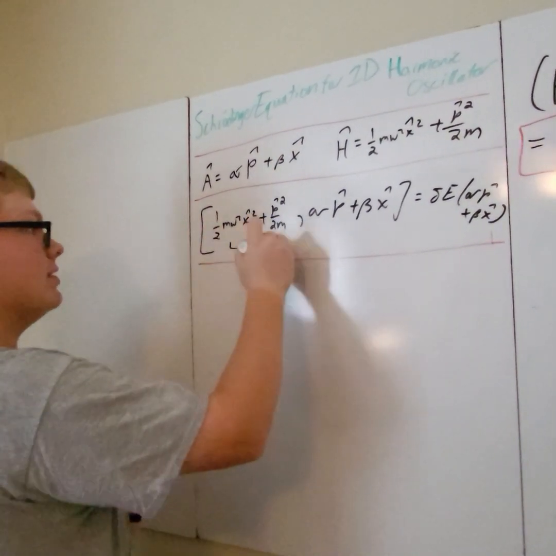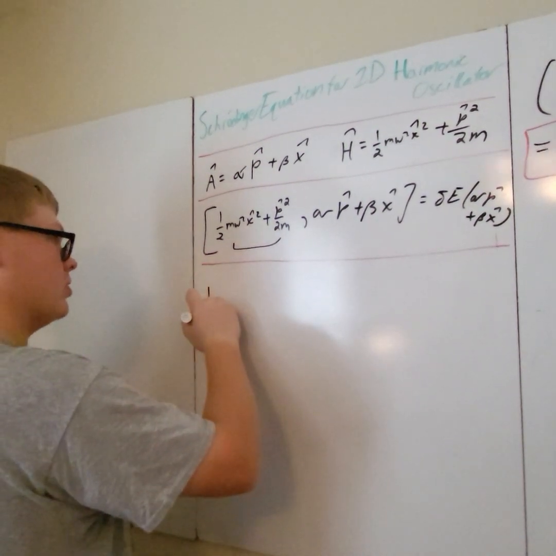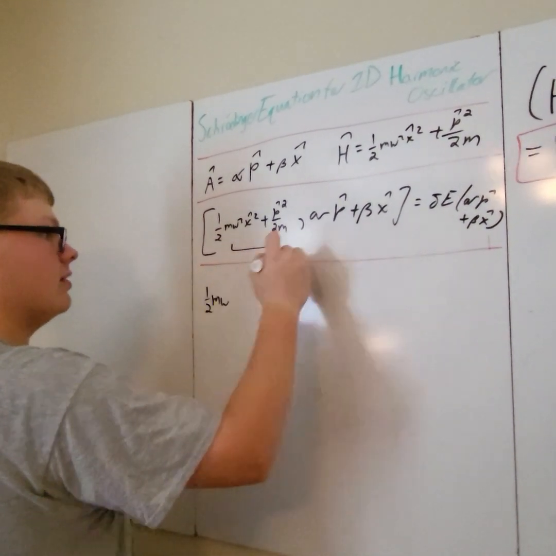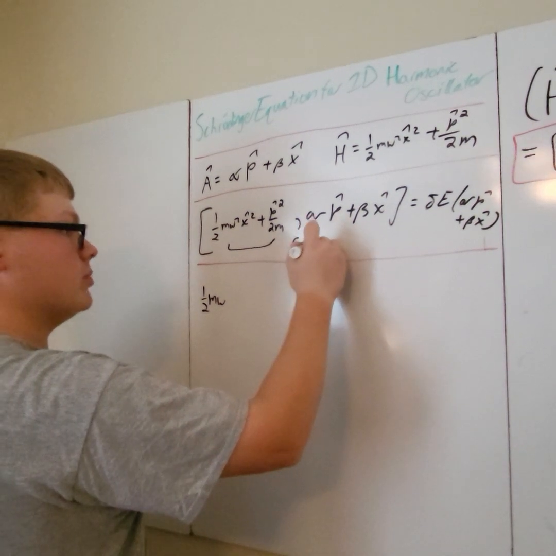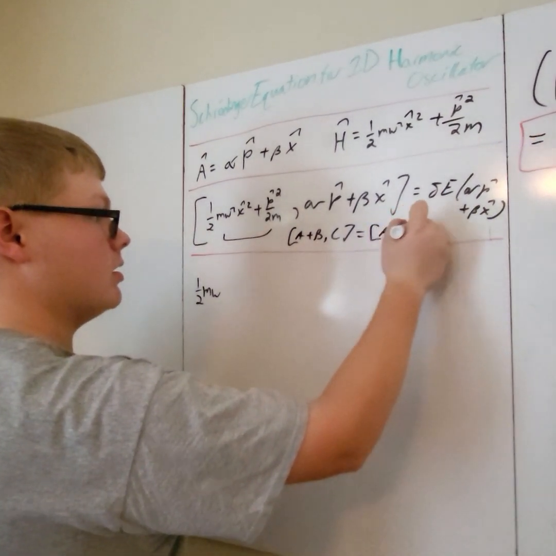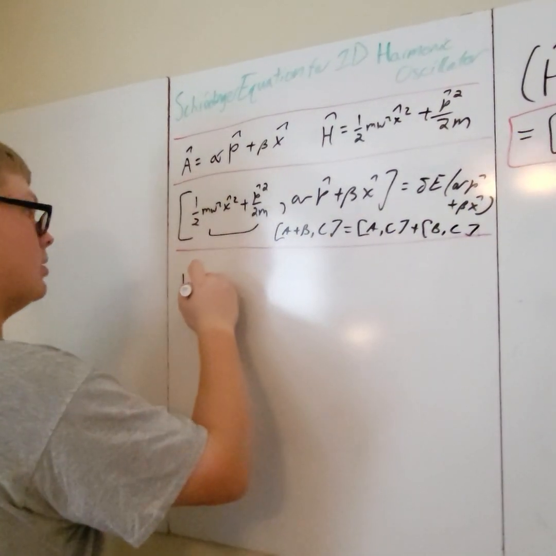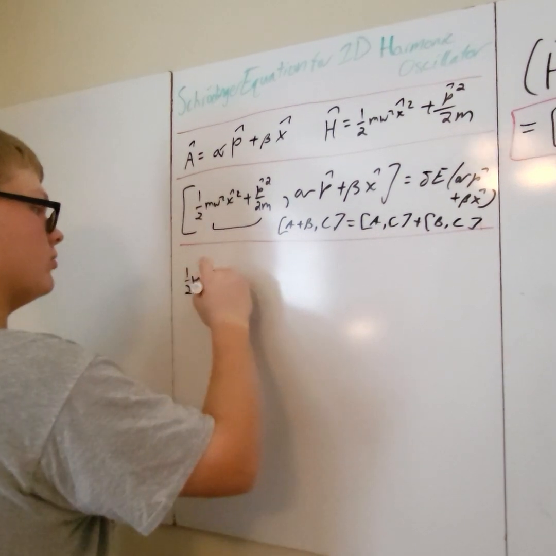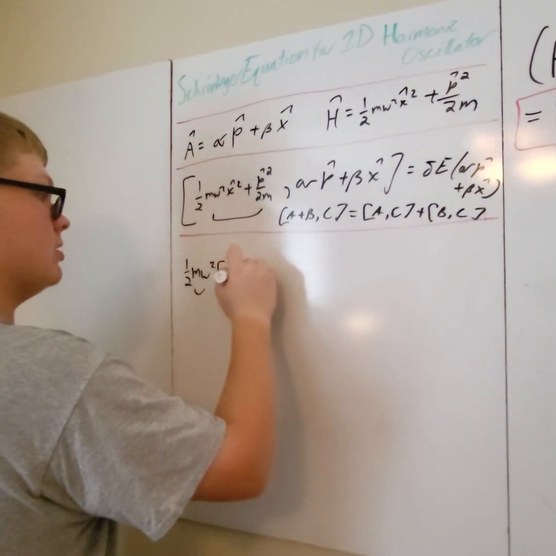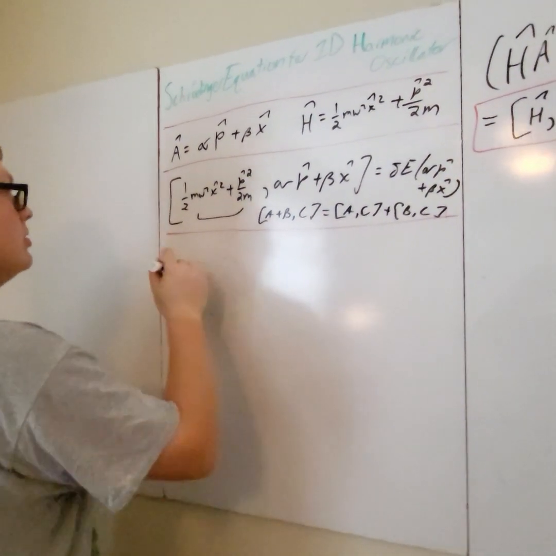So, we're going to write this out into some components. We're going to separate this out, and we can pull out that little factor there. X squared. Wait, no, we can't. Not yet.